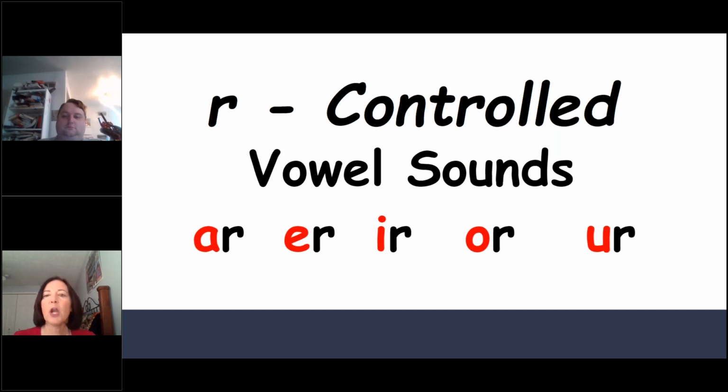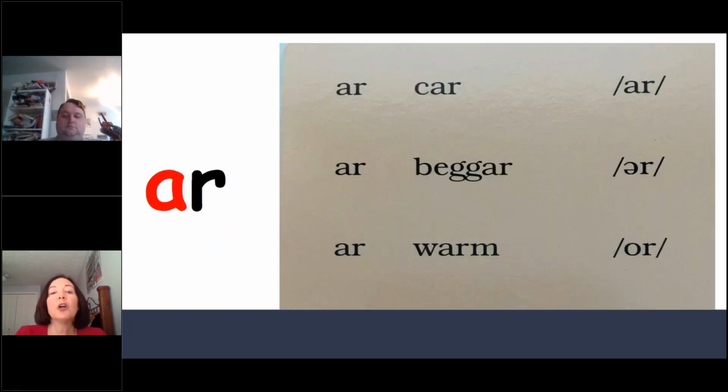Okay, but let's talk about R-controlled vowel sounds now. When the letter R comes after or follows a vowel, it changes what it's going to say. Let's start with AR. Most of the time when you see AR in a word, it's going to say AR, like it does in the word car. Now, sometimes when you see AR at the end of a longer word, a multi-syllable word, instead of saying AR, it's going to say ER. There are those weird situations where AR is in the middle of a word, but it says OR, like the word warm.